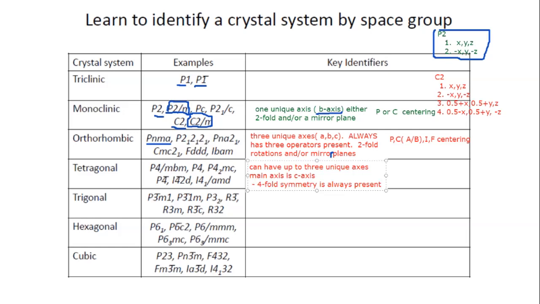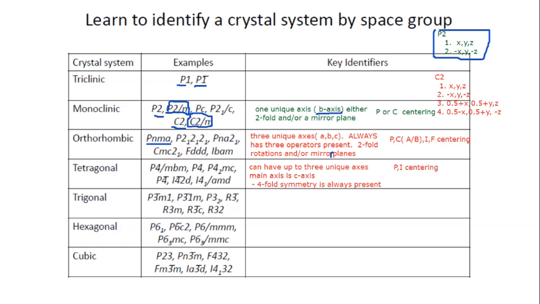So 4-fold symmetry is always present in tetragonal, and as you can see from the examples, is typically the first operator listed for all tetragonal space groups. So you're always going to see the 4-fold symmetry in it. Now, as far as centering, tetragonal can either be primitive or I-centered space groups. So we can have primitive or body-centered space groups.